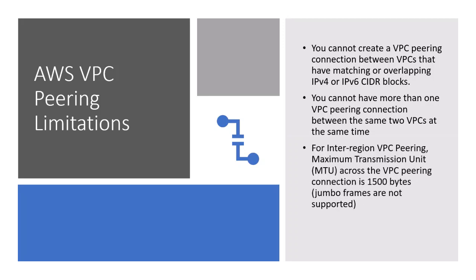For inter-region, like we did from US East to AP Southeast 1, the MTU, or maximum transmission unit, across the VPC is allowed only for 1500 bytes. So that means that jumbo frames are not currently supported. Then VPC peering does not support transitive peering relationship.